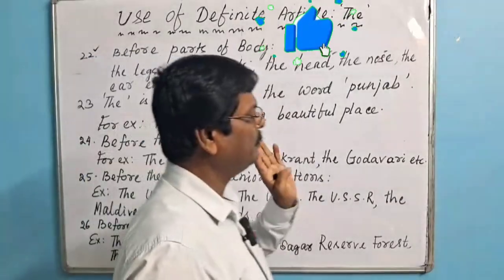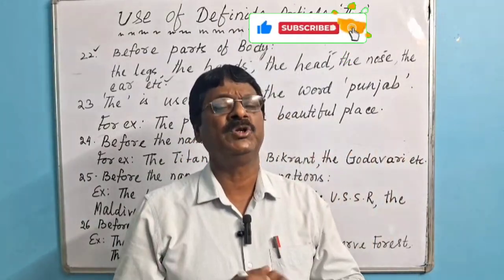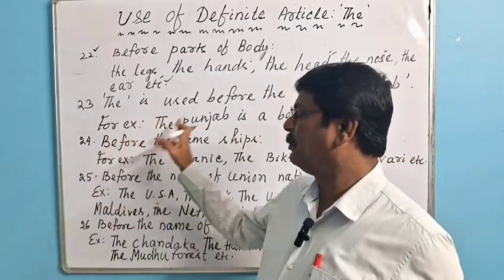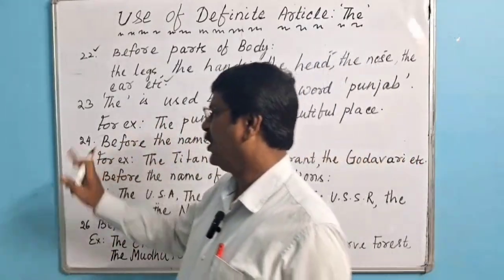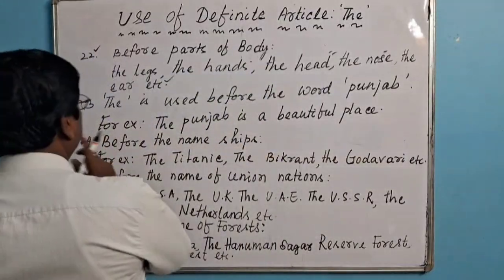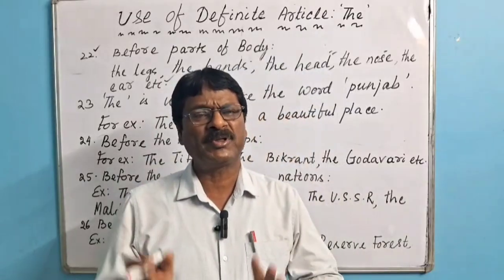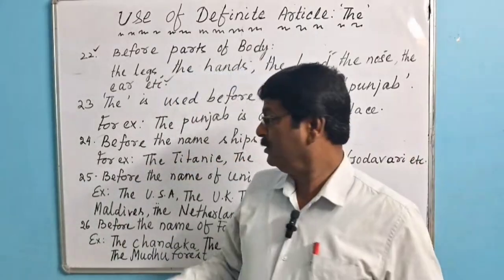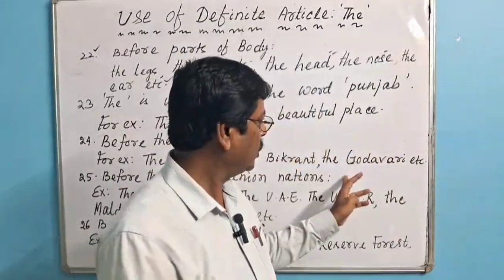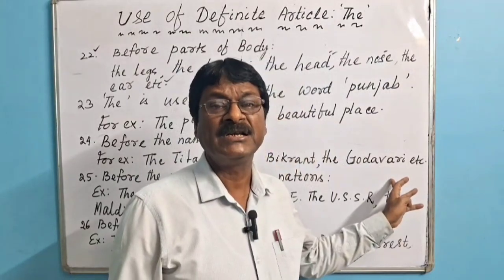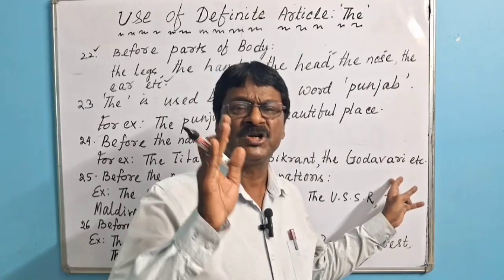The is used before the very word Punjab. Before the very word Punjab, always the is used. For example, the Punjab is a beautiful place. Okay. Point number 24. Before the name of ships, the is also used. For example, the Titanic, the Vikrant, the Godavari, etc. These are the names of ships. So we have to remember the is used before the name of ships.